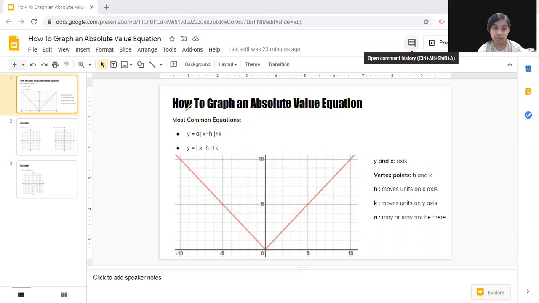So here are the most common equations when dealing with absolute values. As you can see, these variables may be complicated, but it's actually very simple. So here, let's go over the variables one by one. So the y and the x are basically representing the axes that the points will be on. So you have to think of this like a normal equation that will help you graph a line. It's only a little different. So the y is the points on the y-axis, and the x are the points on the x-axis.